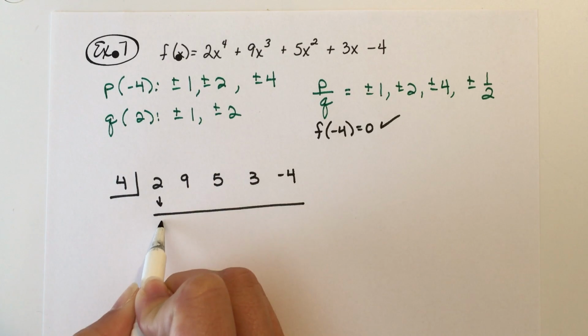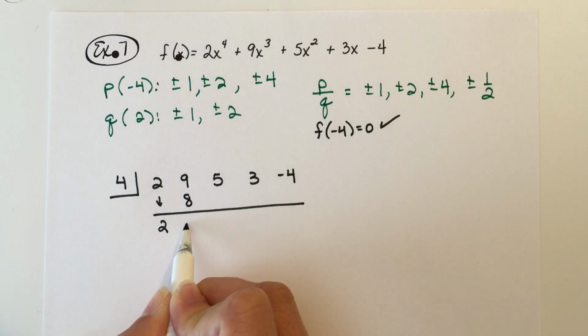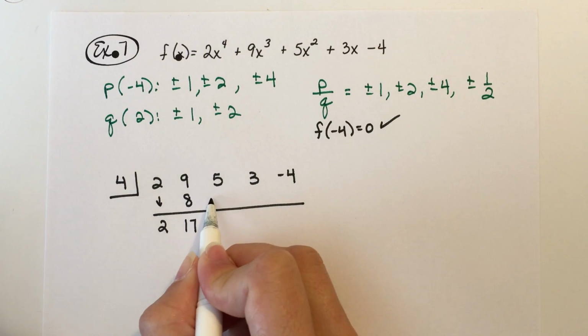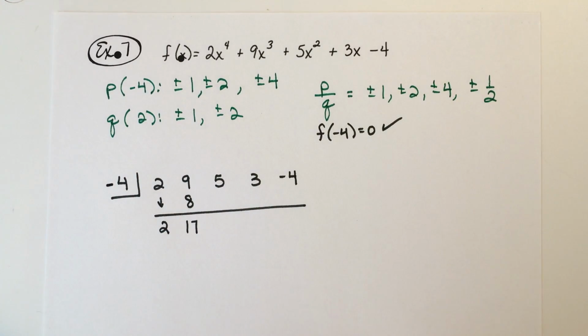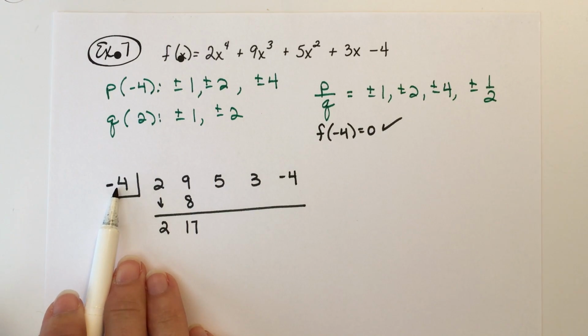Okay, so bring your 2 straight down. So 4 times 2 is 8. Add, you get 17. Okay, 4 times 17 is going to give us 68. Oops, I'm sorry, this is supposed to be -4. Those numbers aren't going to work out. All right, let's try this again. So make sure you go back and make this negative.